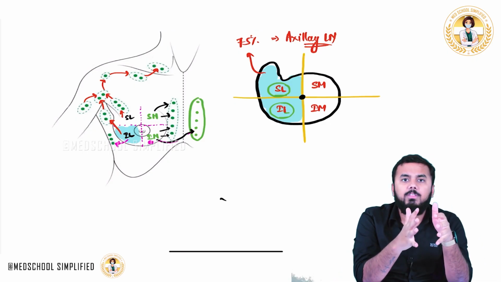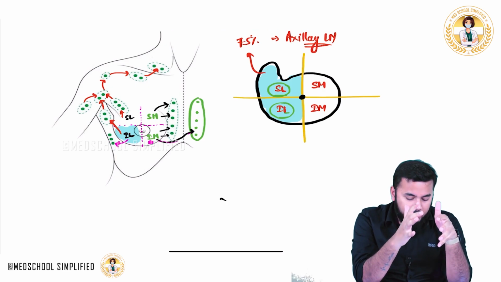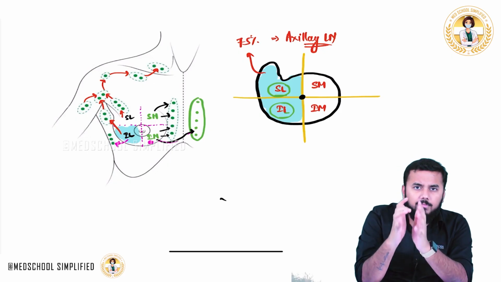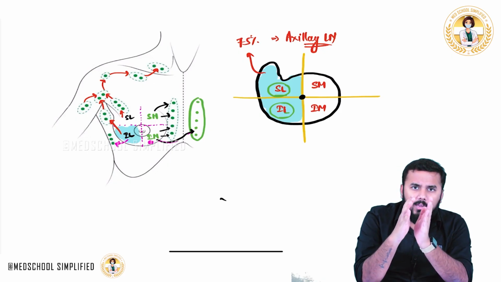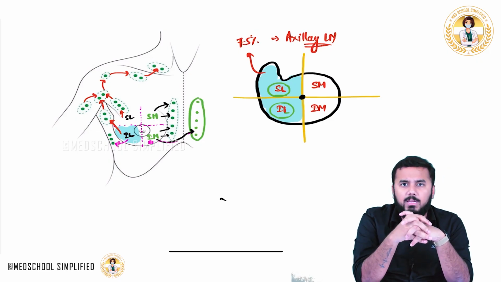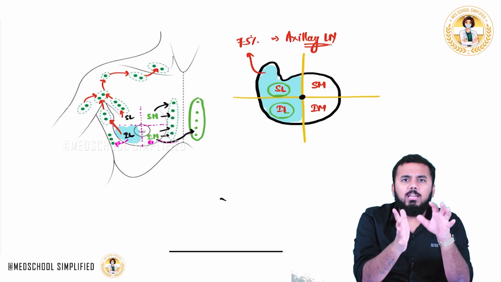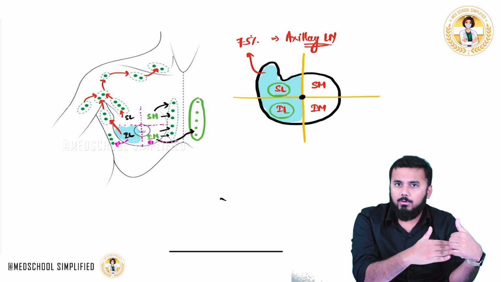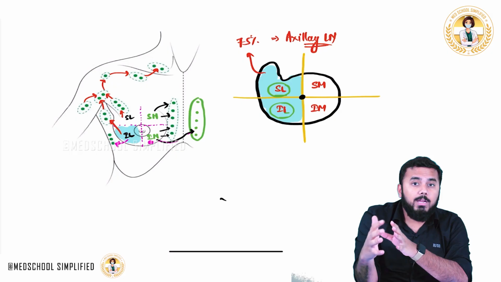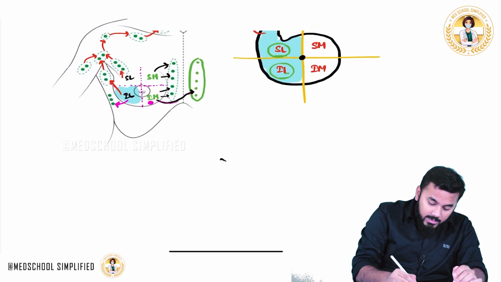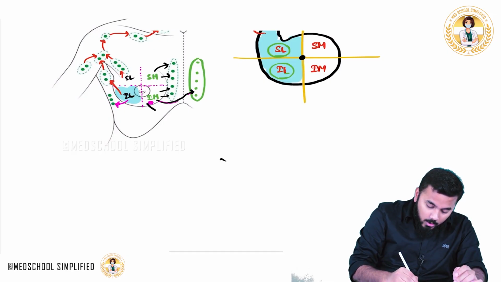So majority of the lymph drainage on the lateral side is into the axillary lymph nodes. Majority of the lymph drainage on the medial side is onto the internal mammary lymph nodes. Occasionally on the lateral side, the lymph vessels even drain into posterior intercostal. But occasionally on the medial side, the lymph vessels even drain down like this.